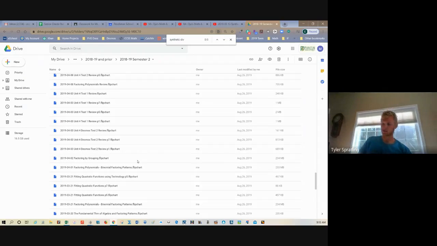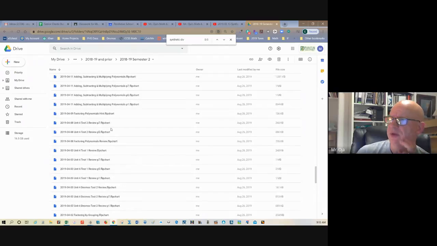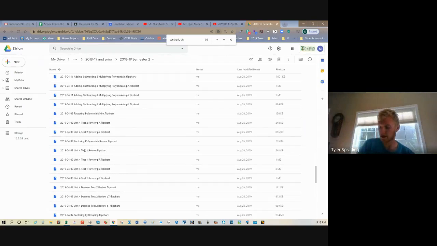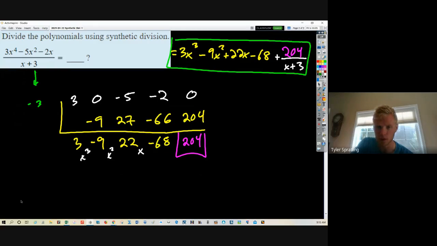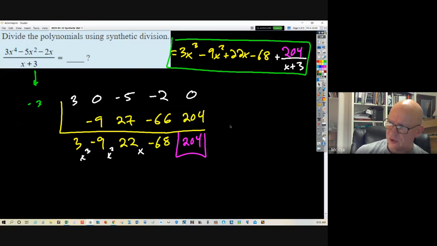So I got, you tell me your answer. Okay, yeah, here, let's take a look. I got 3x cubed minus 9x squared plus 22x minus 68 with a remainder of 204. So then the way you would write that, go ahead and look at the screen: the remainder of 204 goes over x plus 3. And the way you remember that, remember the remainder is always what remains over the denominator. Okay, is that good? Yeah. Okay. So then let's look at another one.